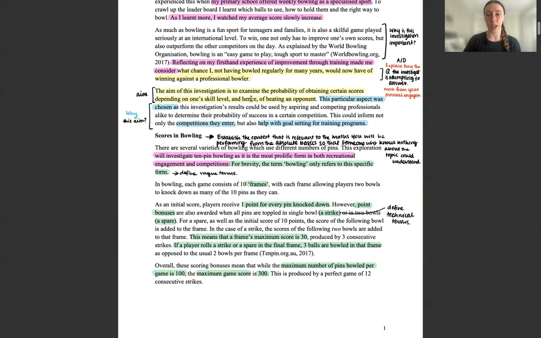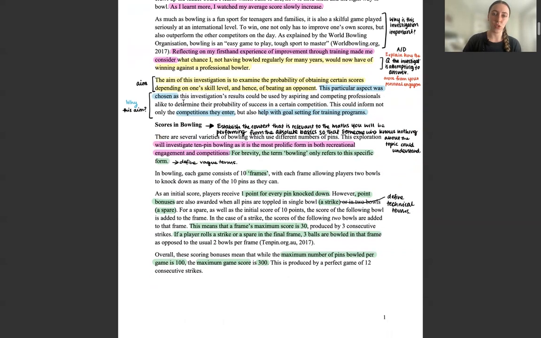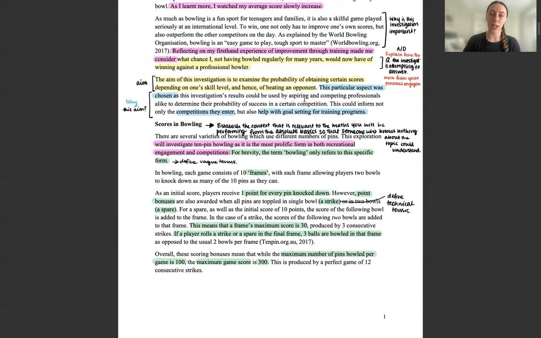And then this is kind of like what I need to figure out: obtaining certain scores depending on one's skill level in order to figure out this final question. This particular aspect was chosen as this investigation's results could be used by aspiring and competing professionals alike to determine their probability of success in a certain competition.